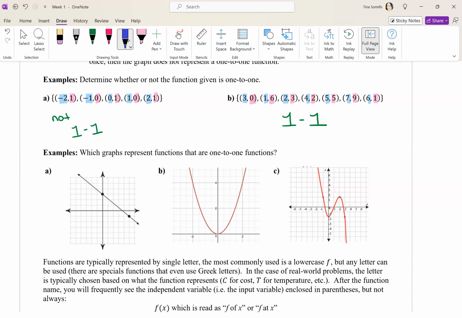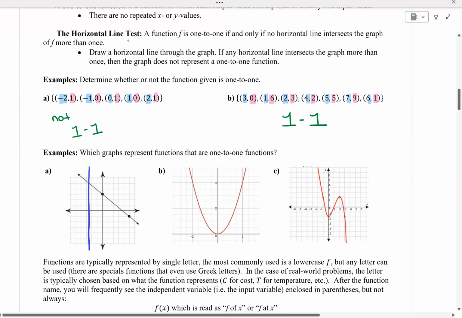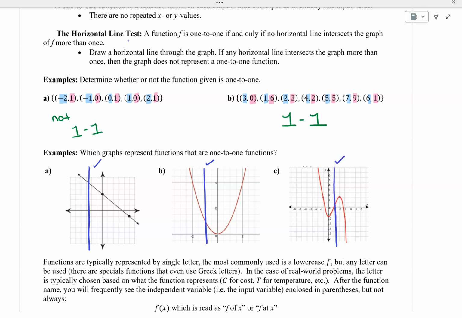So let's think about it. If I draw a line like this anywhere on that graph, it would pass the vertical line test. I'm going to go ahead and do B too. If I draw a line anywhere on here, would it pass the vertical line test? Yes. Same thing on this one. If I drew it anywhere, it would pass it. Okay, so all these are functions. That's what it says in the question, but I just wanted to, again, show you guys.